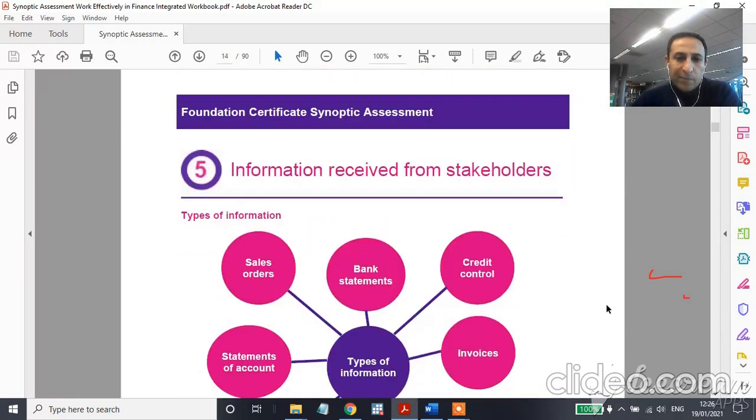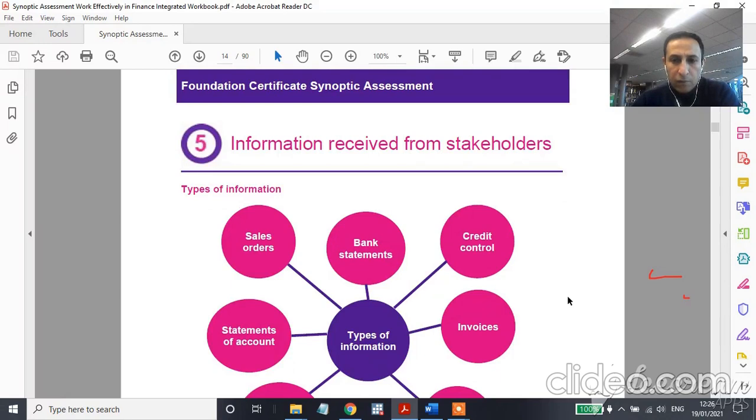Okay. So in terms of the information received from stakeholders, who is a stakeholder of the company? A stakeholder of the company probably is going to be government, community, employees, supplier, creditor, and manager. So these are different groups of stakeholders in the company.